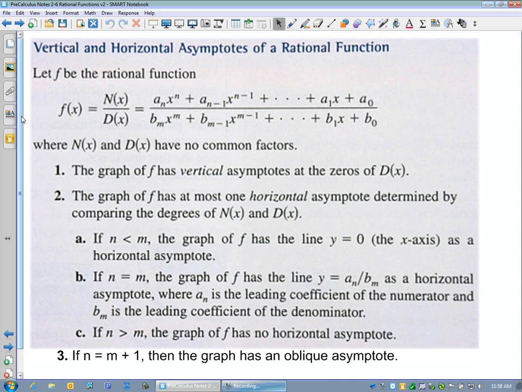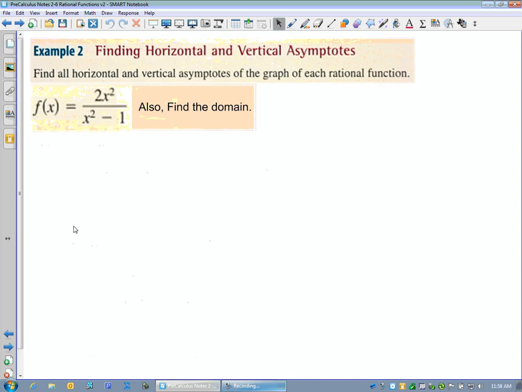Okay, let's look at some examples of this. And we're going to start with this example. We're going to find the horizontal and vertical asymptotes for this function. Notice how we have a polynomial. Even though it's a single term, we can still consider it a polynomial over another polynomial. And we're going to find all horizontal and vertical asymptotes, and we're also going to find the domain.